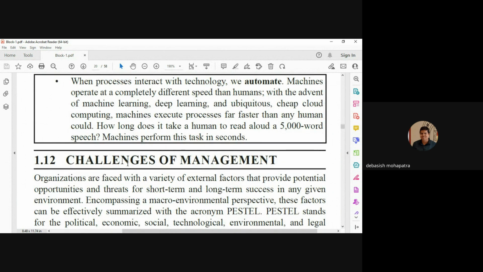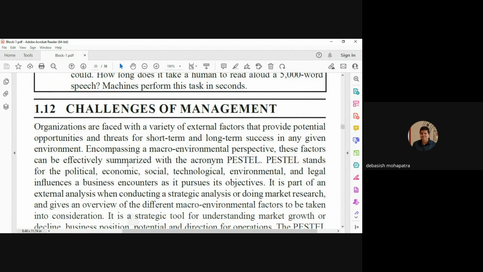Then what are the challenges of management? Organizations are faced with a variety of external factors that provide potential opportunities and threats for short-term and long-term success in any given environment. So, encompassing a macro environment perspective, these factors can be effectively summarized with the acronym PESTEL. PESTEL stands for the political, economic, social, technological, environmental, and legal influences on a business as it pursues its objective.